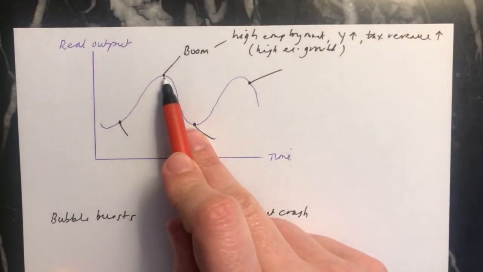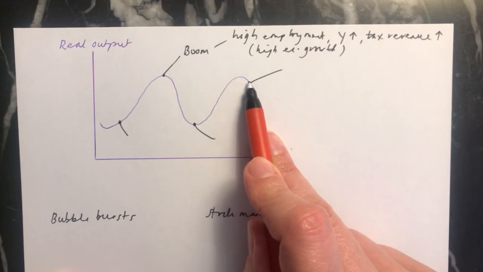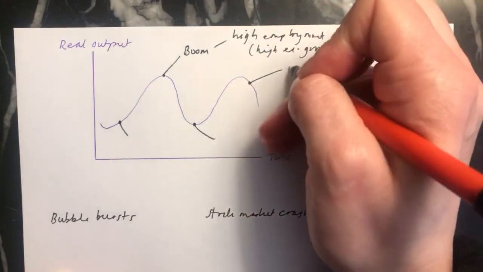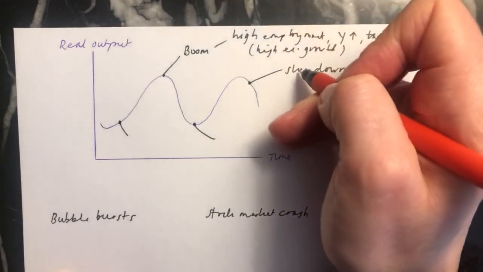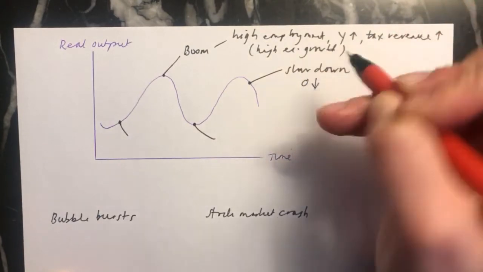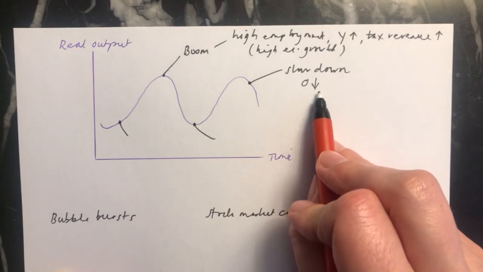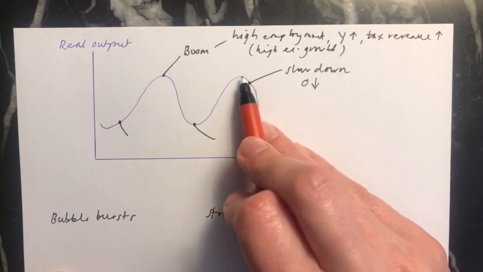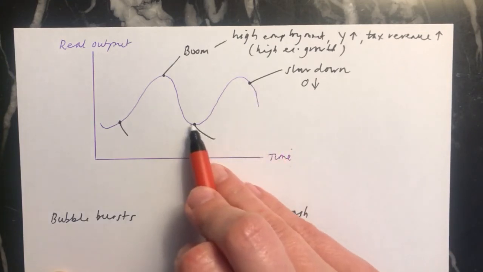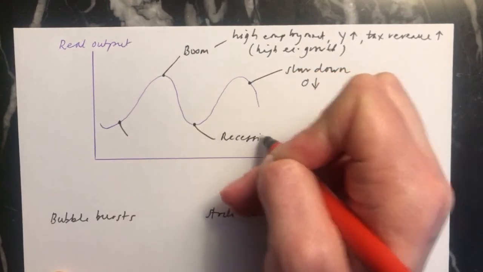If you've been in a boom, but then things might start slowing down, and you can see in this point here that actually real output is starting to fall, and this would be called a slowdown. You can see here that as output starts going down, this will mean that some people lose their jobs and incomes might start falling. But at the moment, the economy is just slowing down. If it continues to slow down and we get down here, this is when we'd be in a recession.